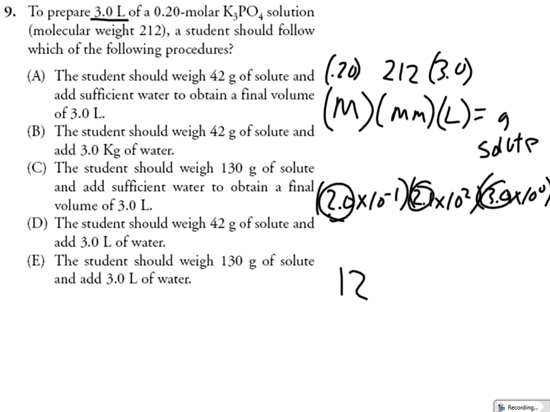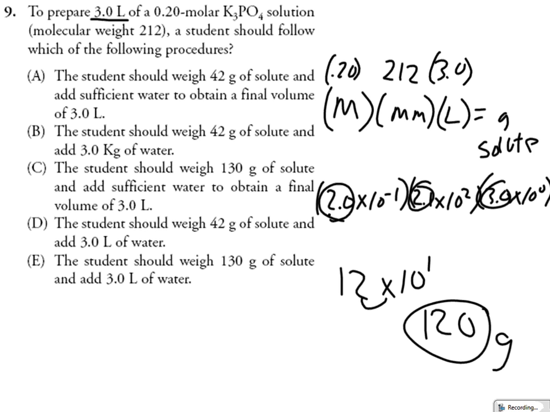Then I just add all the exponents. 0 plus 2 is 2. 2 plus the negative 1 is a positive 1. So then I'm going to get 12 times 10 to the first, which is the same thing as saying, if you move it back over, 120. So I know that I need roughly 120 grams of solute. So it can't be this answer, it can't be that answer, it can't be that answer. So it comes down to either C or D.